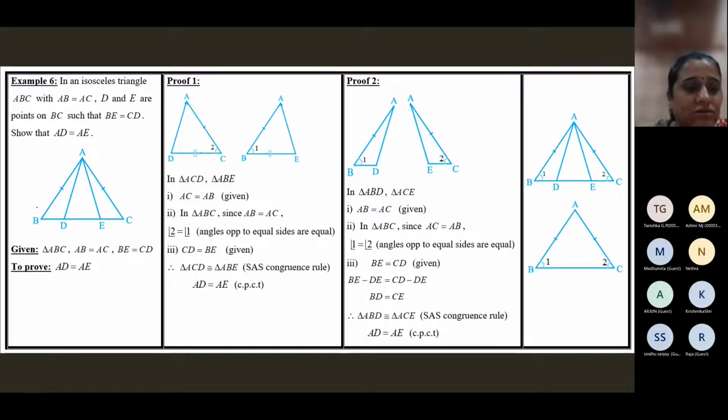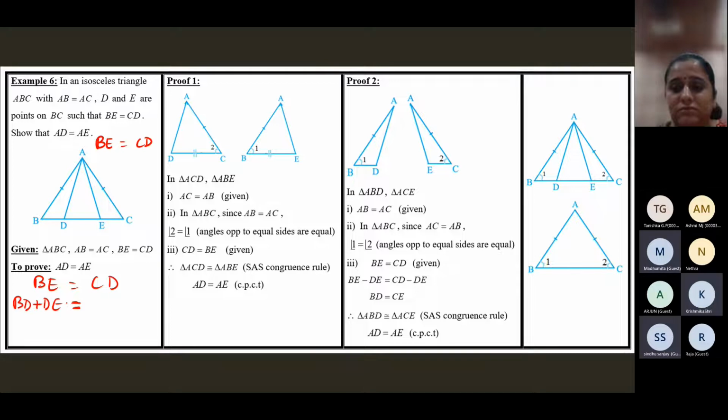Now see here, children. We know that BE is equal to CD. Now you can write it in two different ways. What is BE, children? We have BE is equal to CD. Can I write BE as BD plus DE?